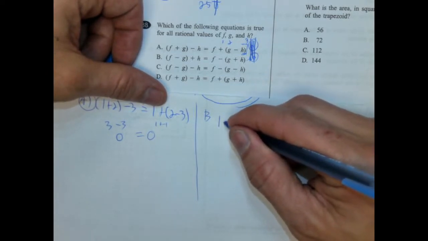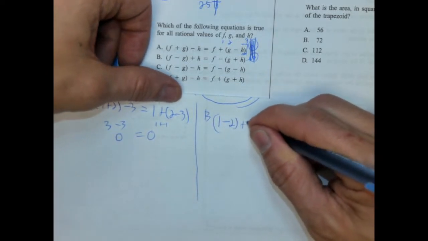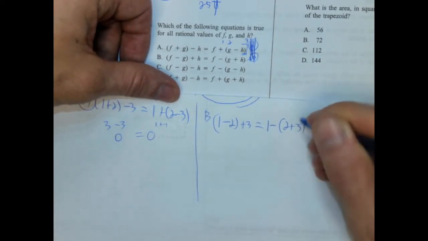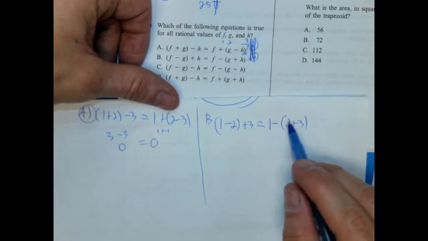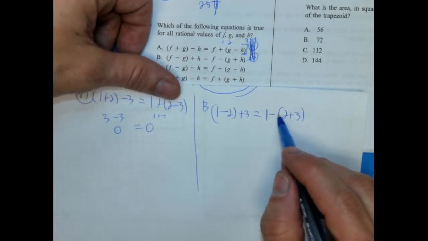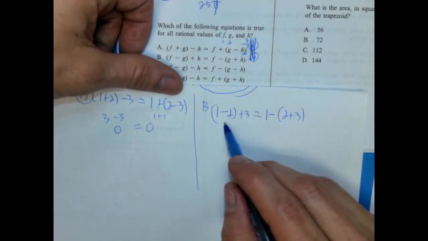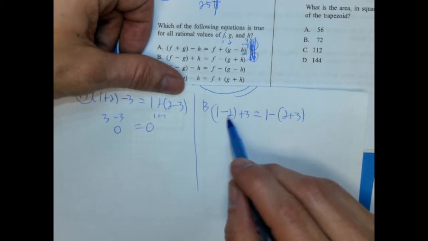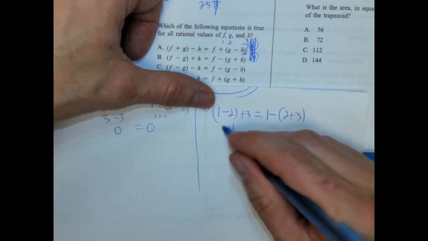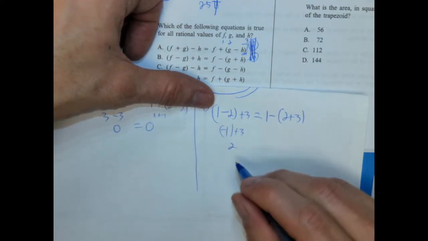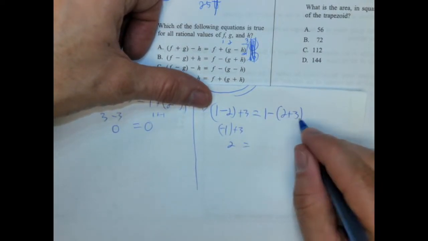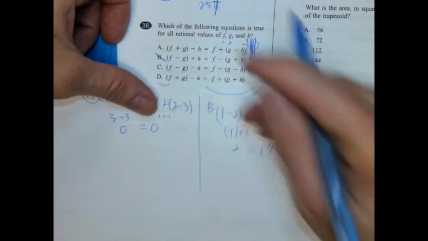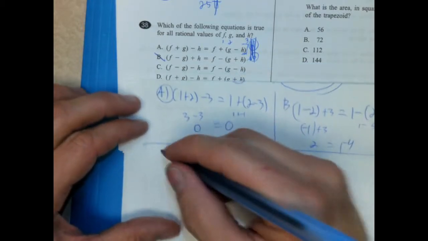So 1 minus 2 plus 3 equals 1 minus 2 plus 3. Okay, you're going to see where this is going to change, because we're adding before we subtract here. We're not going in order from left to right. So let's see here. We have 1 minus 2 is negative 1. Plus 3 is 2. 2 plus 3 is 5. 1 minus 5 is negative 4. So that one's out. So B's out. Yeah, I definitely think this is the easiest way to solve it.